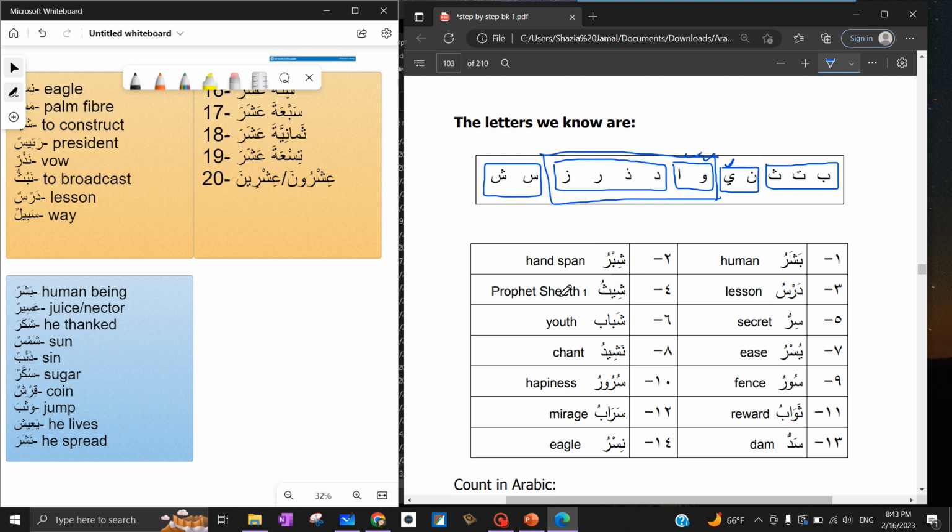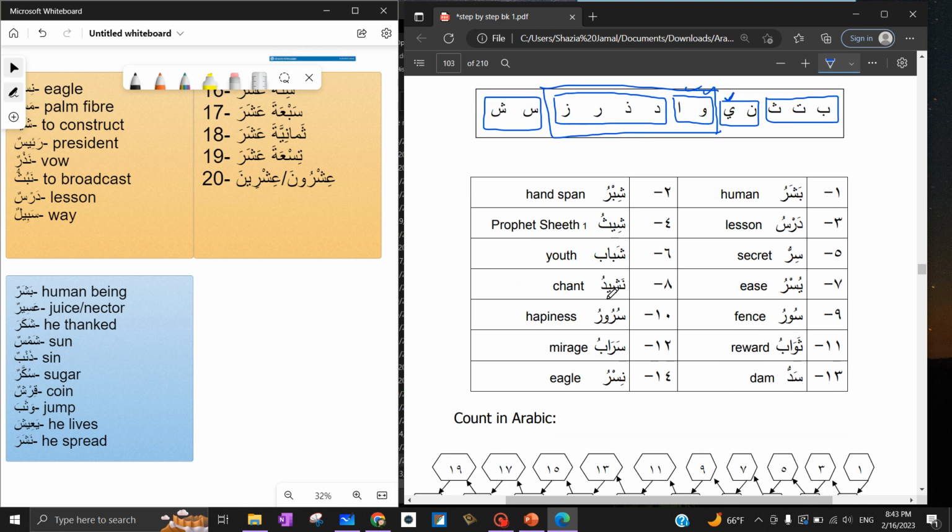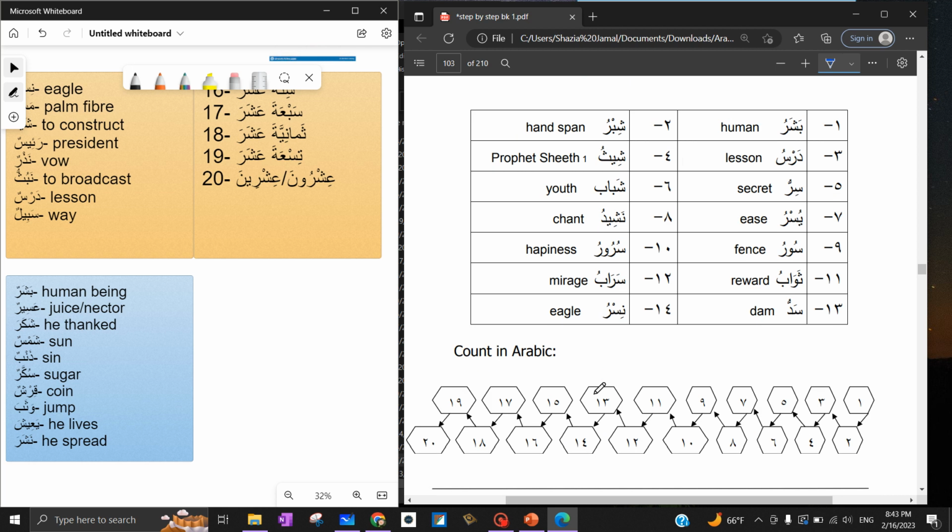Sheethu, it's the name of Prophet Sheeth. Shabab means youth. Nasheed, to chant poems when you recite poems. Sururun, happiness. Sarabun, mirage. Mirage is the reflection of the sun you see in the desert, and it just looks like there is water, but when you go near it, it disappears. That's called sarab. Nisrun, eagle.